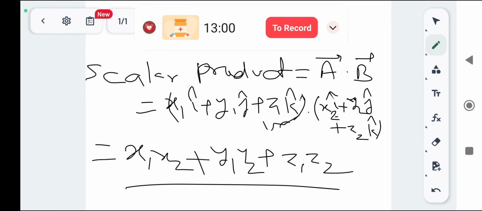In the same way, for n vectors it is x1 x2 x3 ... xn plus y1 y2 y3 ... yn plus z1 z2 z3 ... zn. This is how we can calculate the scalar product of n vectors. So when we have to calculate the scalar product of n vectors, then the coefficients of i get multiplied with each other, plus the product of coefficients of j, plus the product of coefficients of k.